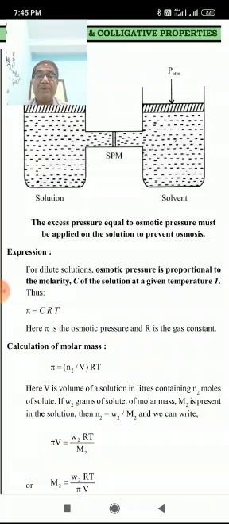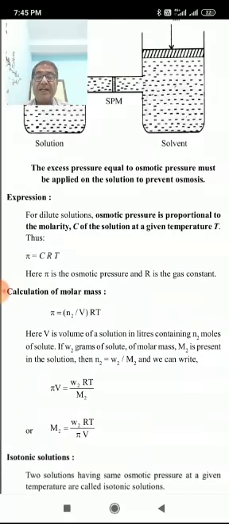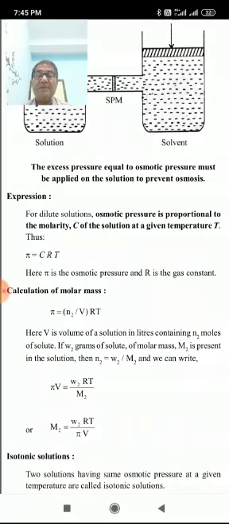If W2 grams of solute of molecular mass M2 is present in the solution, then n2, the number of moles of solute, equals the given mass of solute W2 divided by the molar mass of solute M2, and we can write πV = W2RT/M2, or M2 = W2RT/πV. Here M2 is the observed molecular mass of the solute in the solution.